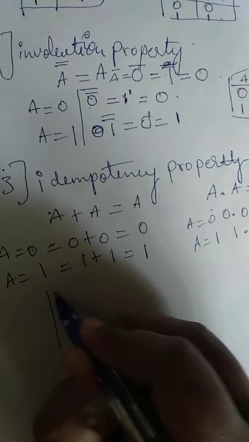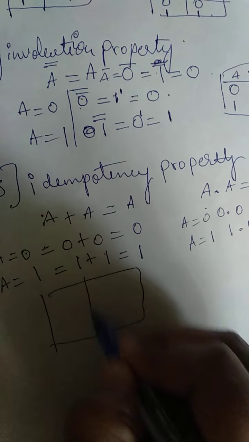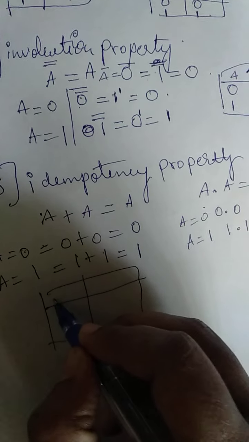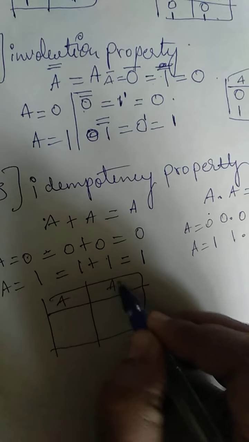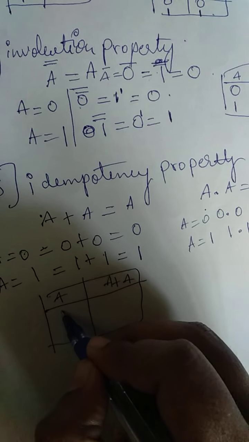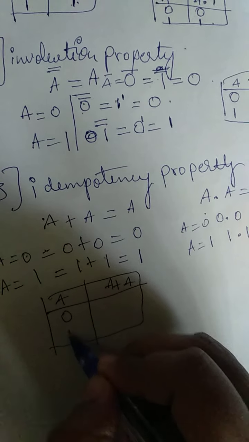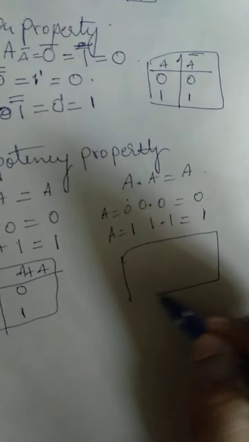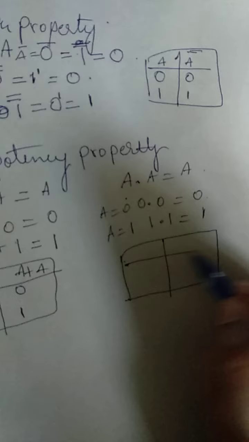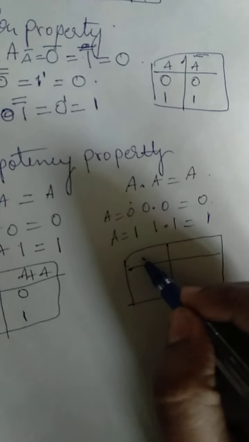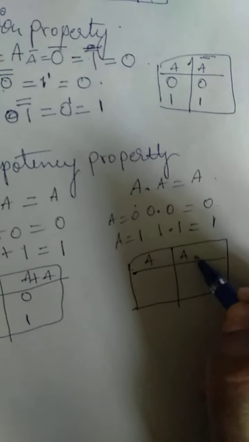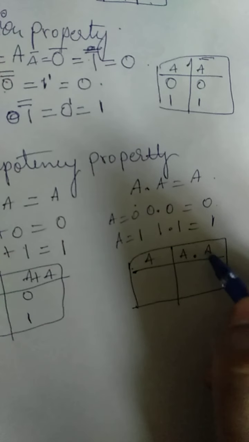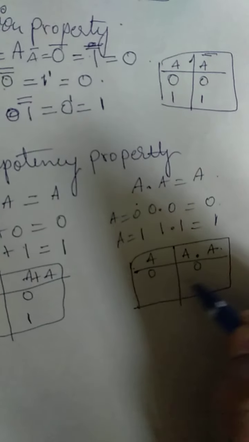So let's see the truth table for this. This is a and this is a plus a. First we are giving 0, then 1. So 0 plus 0, it will be 0. 1 plus 1, it will be 1. So for this, this is a and this is a into a. 0 into 0, 0. 1 into 1, it will be 1.